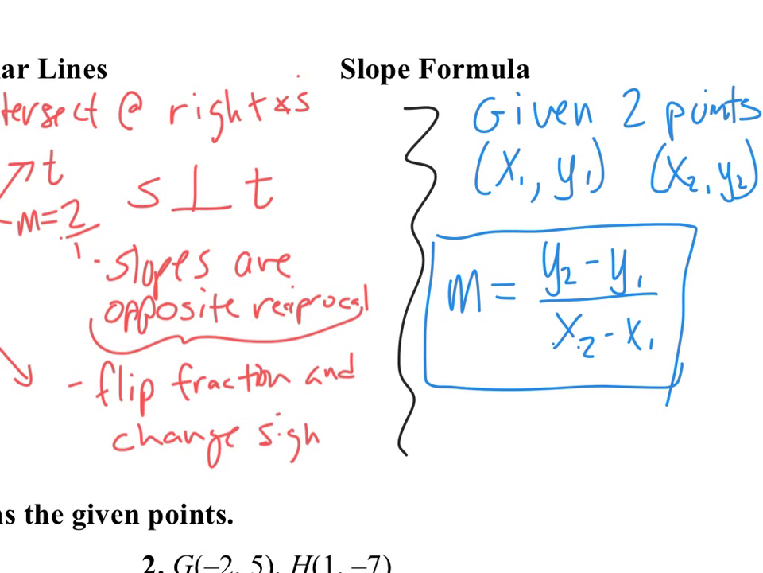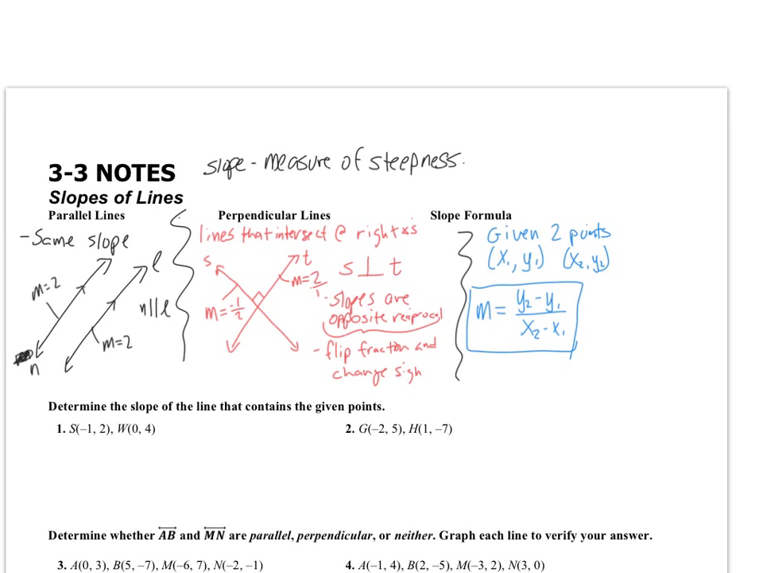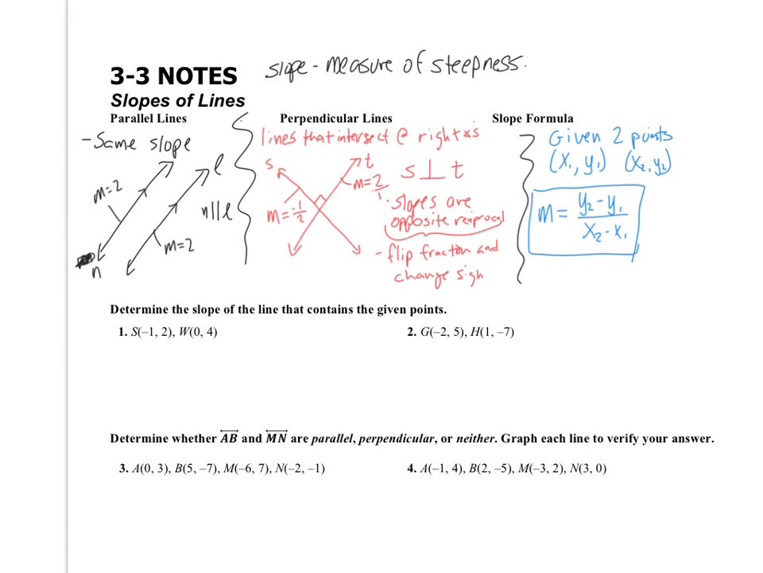You'll always be able to use the graphical method, and we've been doing that graphical method all year long. But these are the notes that we need to have, and we can use this. So let's take a look at numbers 1 and 2. It says determine the slope of the line that contains those given points.